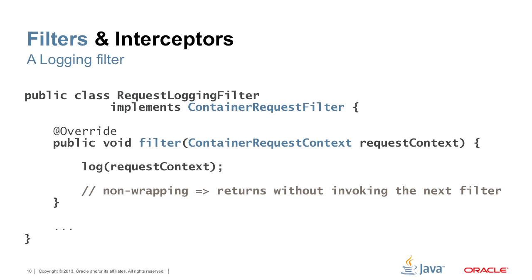An important point, as I said before, is that this is a non-wrapping chain. So the filter in this case is not going to call the next filter in the chain as it happens in other APIs. Instead, it's going to return control back to the JAX-RS runtime, and the JAX-RS runtime is in fact responsible for continuing the execution of the chain.